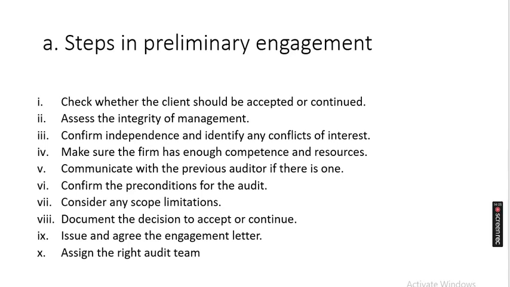Consider any scope limitations. Are you limited in scope? Are you restricted in certain areas to gather evidence? Maybe you are not allowed to visit the stores. Then you need to document the decision to accept or continue. Having looked at those 7 issues, you can make a decision whether to accept or continue. Then if you accept, you can now issue and agree the engagement letter. So you draft an engagement letter. Then finally, you assign the right audit team. Okay, so those are the steps of preliminary engagement.